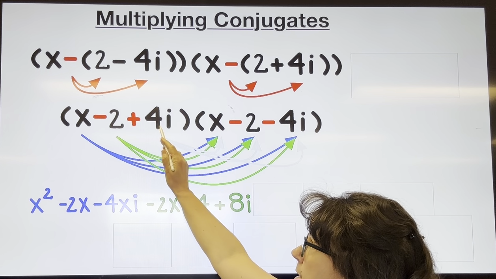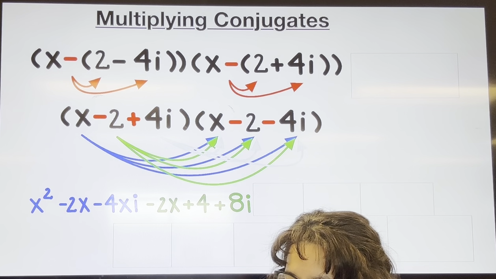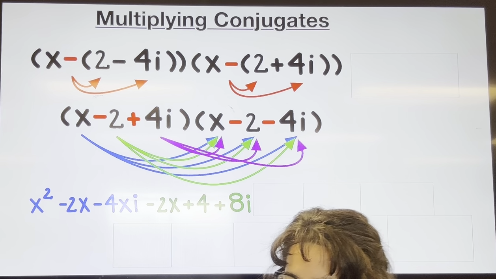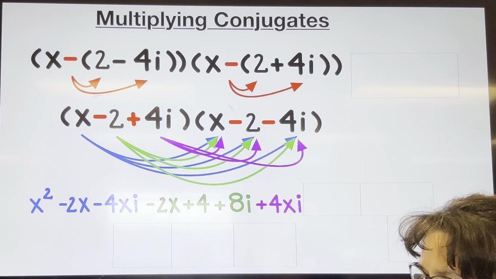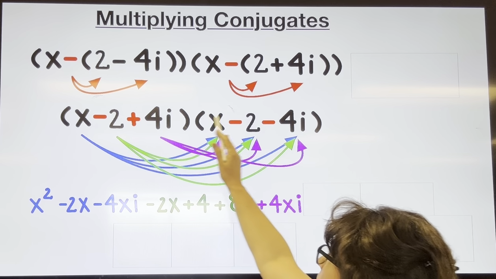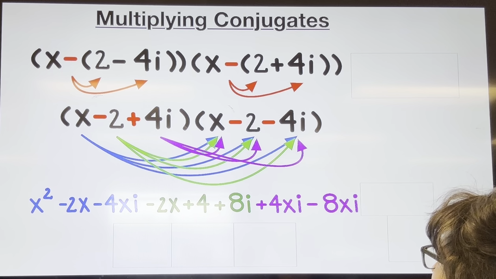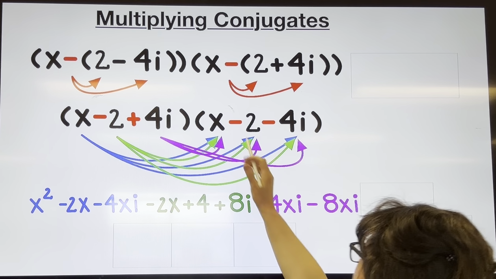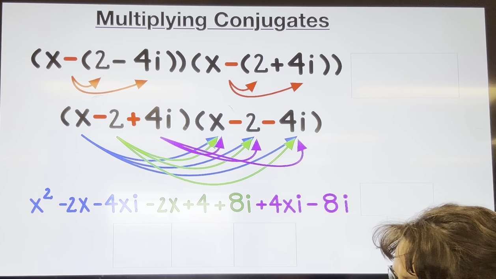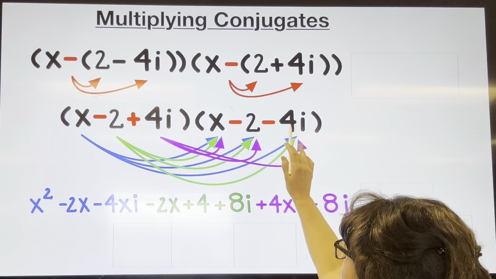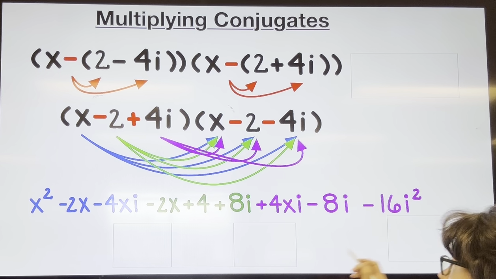And then finally, we want to take this 4i times each of these. Okay, so 4i multiplied by x is 4xi. 4i multiplied by negative 2 is negative 8i. Let's see, I have a little too much here, so let's take that off of there. Okay, and then 4i multiplied by negative 4i is negative 16i squared.